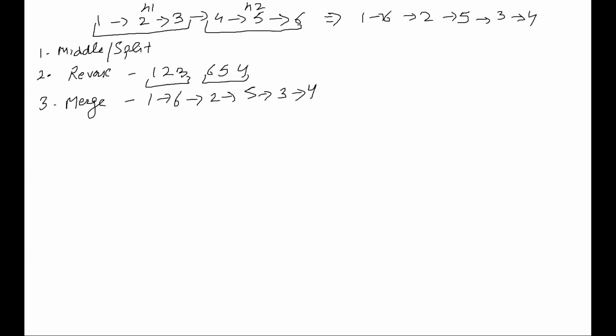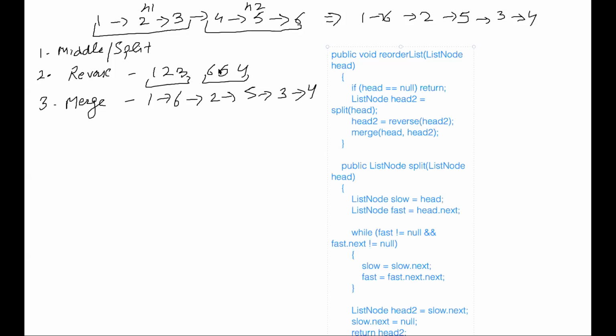So probably what I can do is share the code also. We only reverse the second list. Yeah, so we are reversing the second list, 456 to 654. Then in the final step, the merge part, we are merging in such a way that we pick the element from here and point it. So basically, we are maintaining 4 pointers. I can show my code.